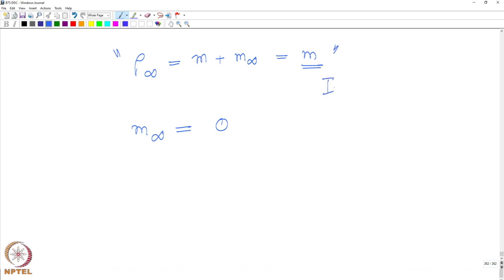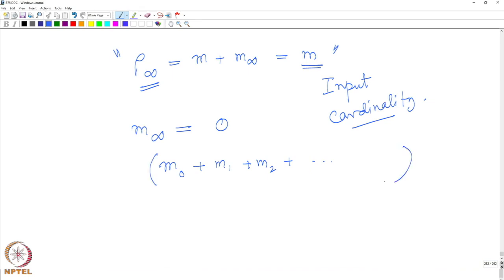So you see, rho infinity has a meaning. Rho infinity is in fact the input cardinality of the system. Remember that input cardinality thing that we discussed long back. From the time series also you can find out the data about its input cardinality. That is rho infinity. Moreover, if you now look at this sum m0 plus m1 plus m2 plus dot dot dot, you see these numbers converge to 0. So this in fact is a finite sum, although it looks like an infinite sum, because beyond a point all of them are 0.